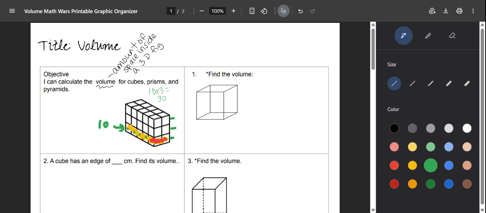When you have a rectangular prism, it is just length times width times height, which is what we did down here. We did 2 times 5, and that got us our 10, and then times 3 gets us our 30. So we'll start with number 1. This is an I do problem.